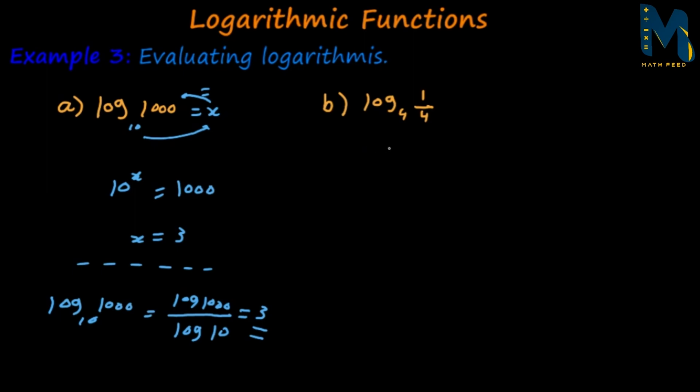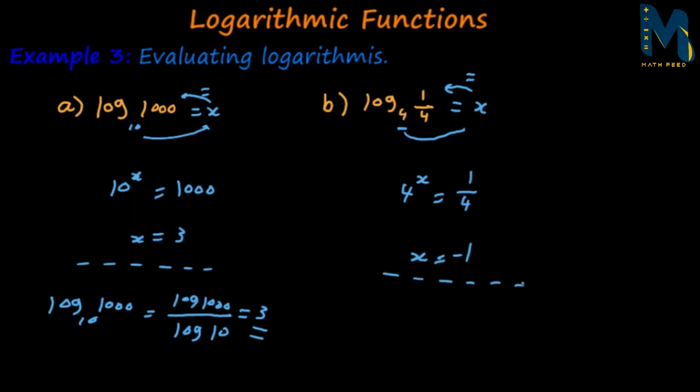For branch B, let's solve it by the first way. If you don't have a calculator, we assume that this equals x, so we change it to exponential form. 4 to the power x equals 1 over 4. So 4 to the power what equals 1 over 4? The negative power can flip the number. So x equals negative 1, or you can try by a calculator. 4 to the power negative 1 equals 1 over 4, or 0.25. This is the first way.